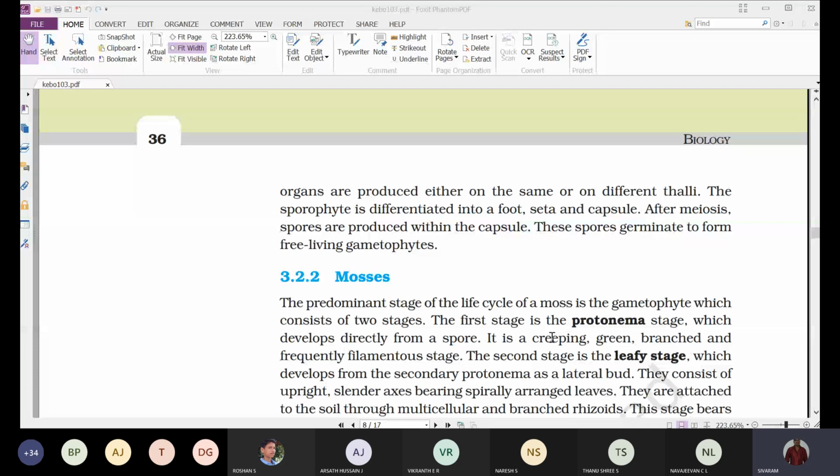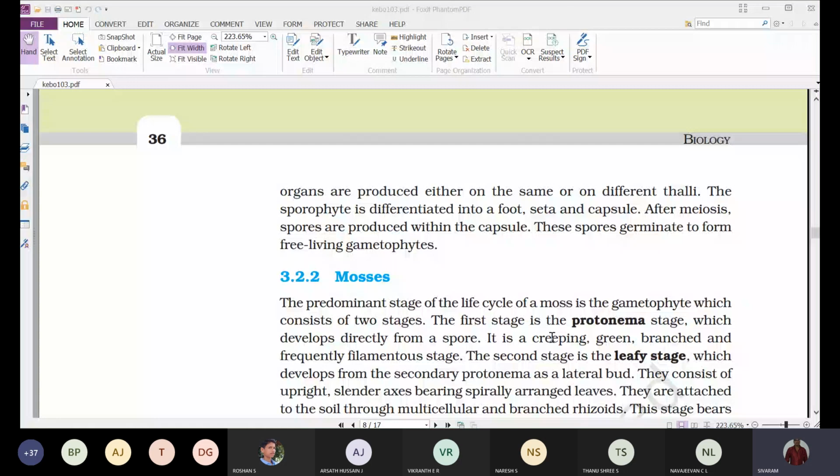And next, some of the cells present in the capsule will undergo meiosis, and after meiosis they give rise to spores. Spores are produced within the capsule, and these spores germinate to form free living gametophytes. So again, the gametophytes are developed from these spores and continue the cycle. That is about the liverworts.